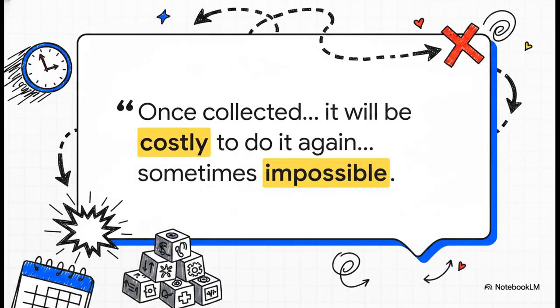Okay, let's dive into this with my absolute biggest warning to you as a researcher. You've got to get this right the first time. Once the data is collected, it is incredibly costly in both time and effort to do it all over again. In fact, because our environments are dynamic and circumstances change so fast, going back and repeating the process to get the exact same baseline data, that's often flat out impossible. It's a one-shot deal, so we need to be incredibly well prepared.